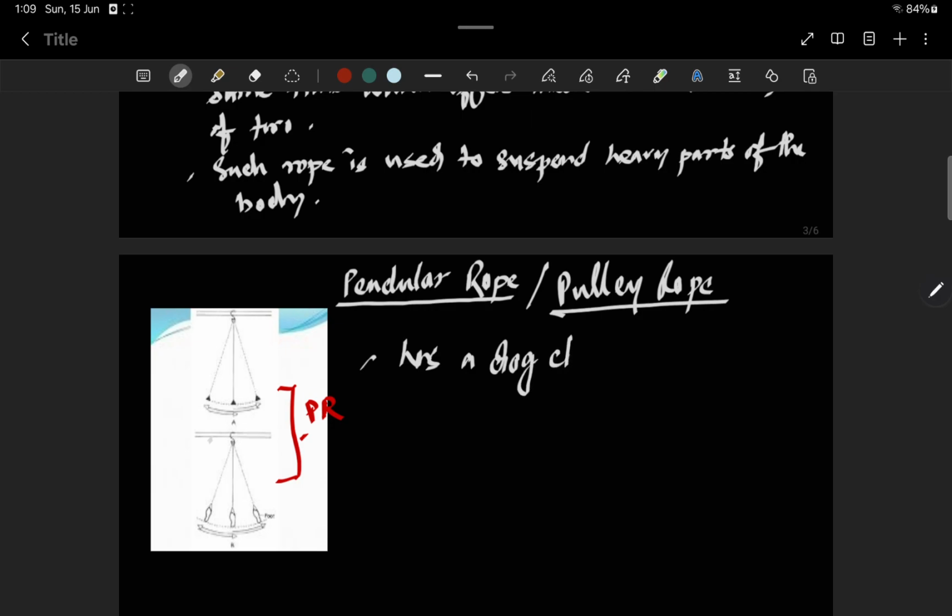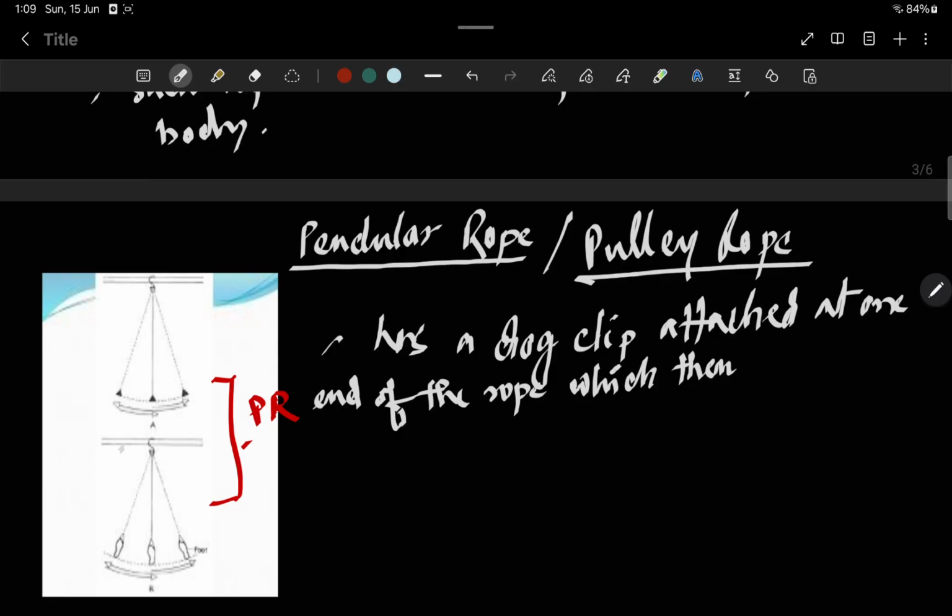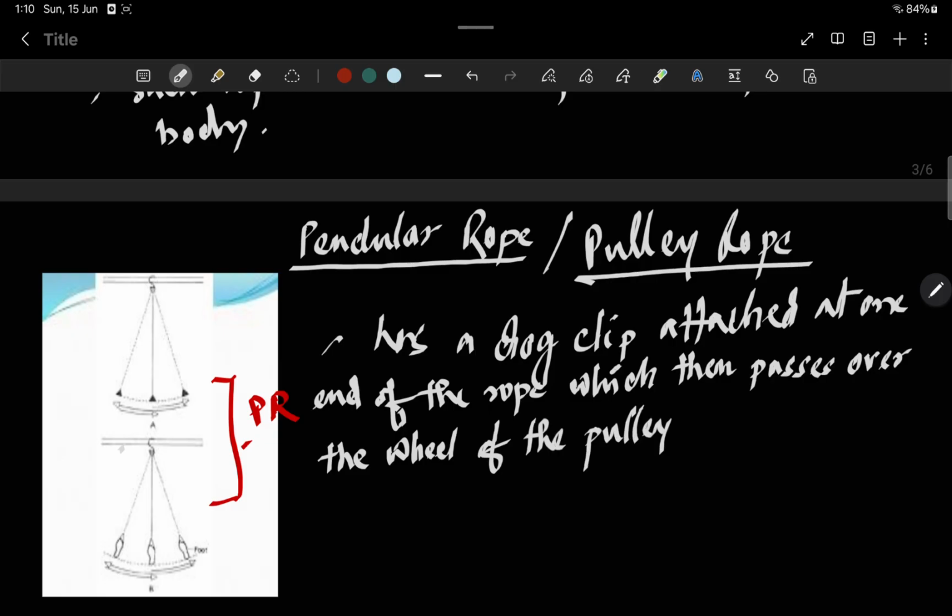dog clip attached at one end of the rope, which then passes over the wheel of the pulley.